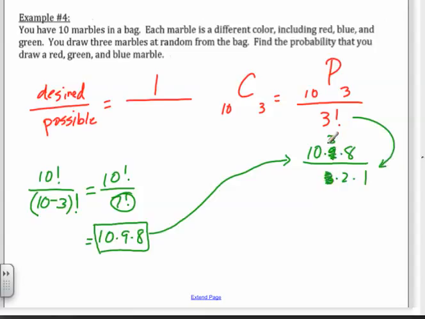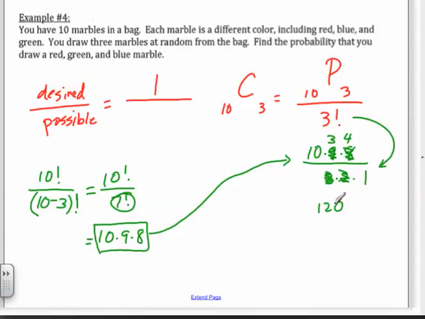I get a 3 here. The 2, I'm going to cancel it with the 8. I could have canceled it with the 10, but I'll cancel it with the 8 and I get 4. Now 4 times 3 is 12 times 10 is 120. So that's how many different combinations there are.